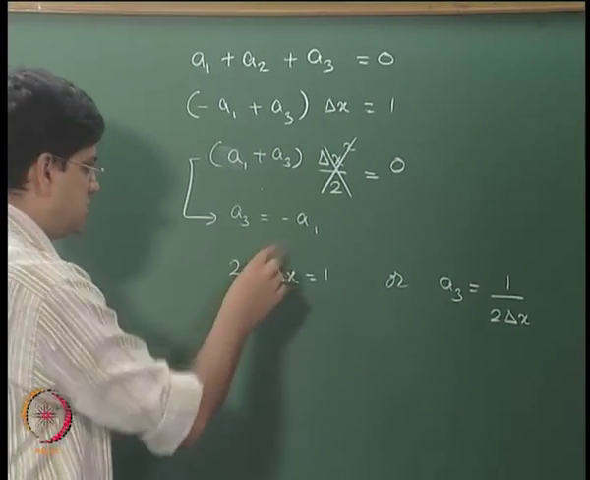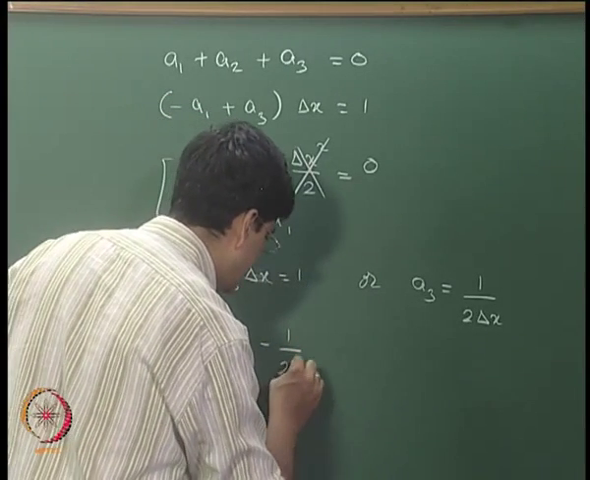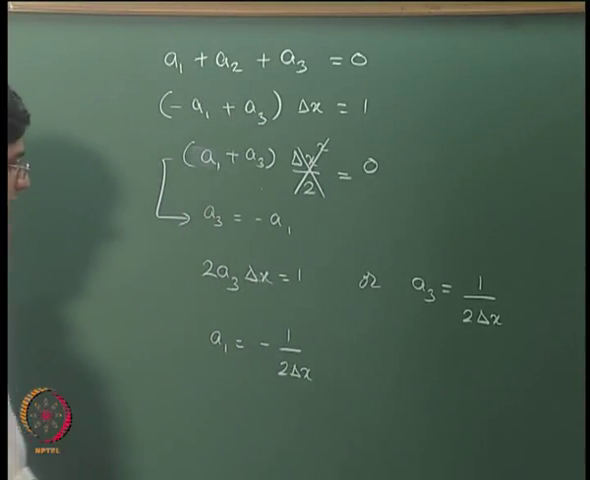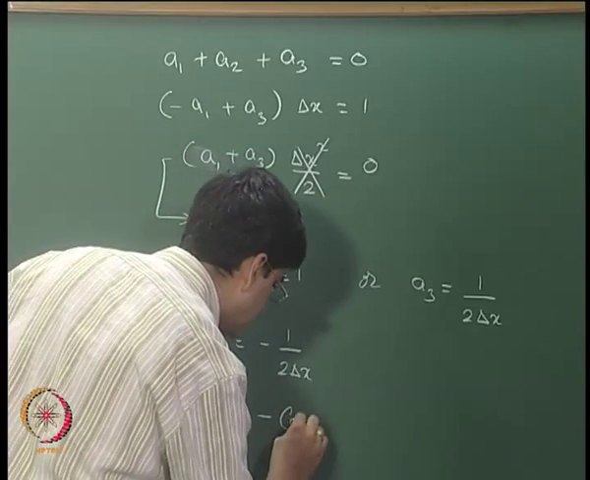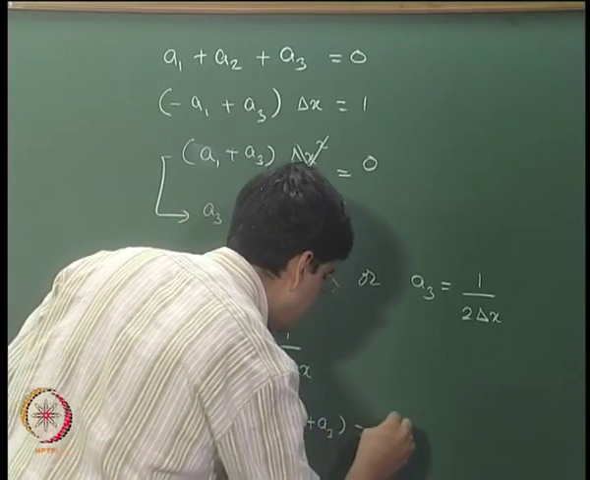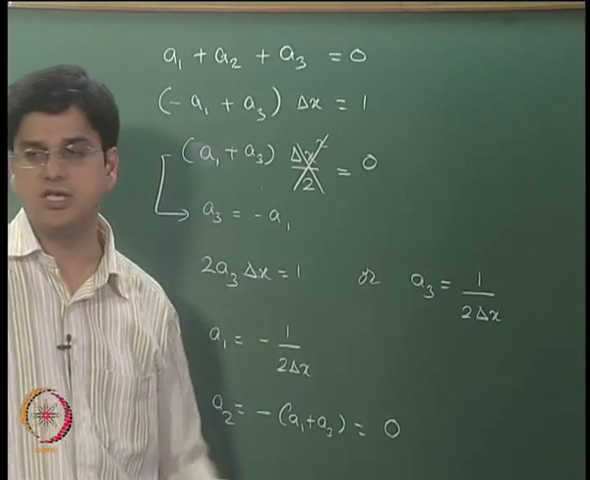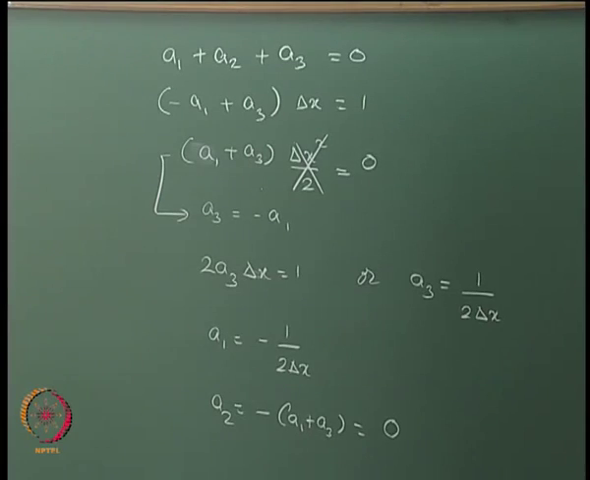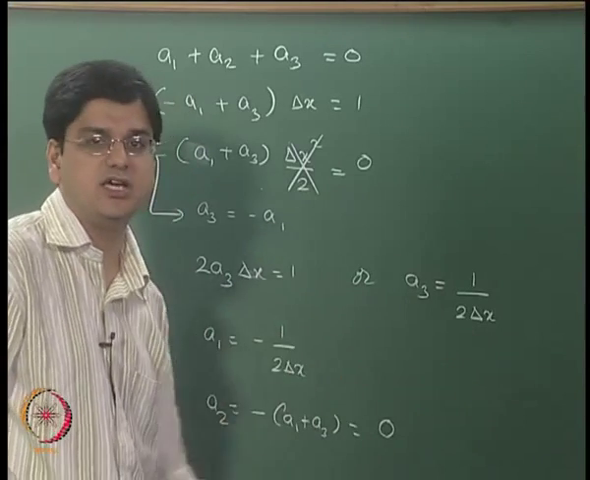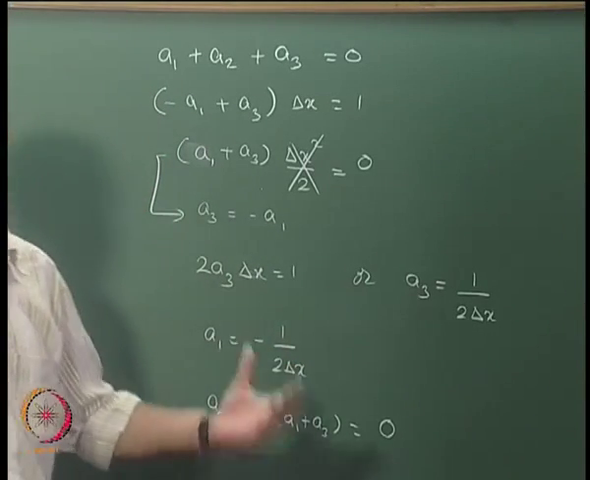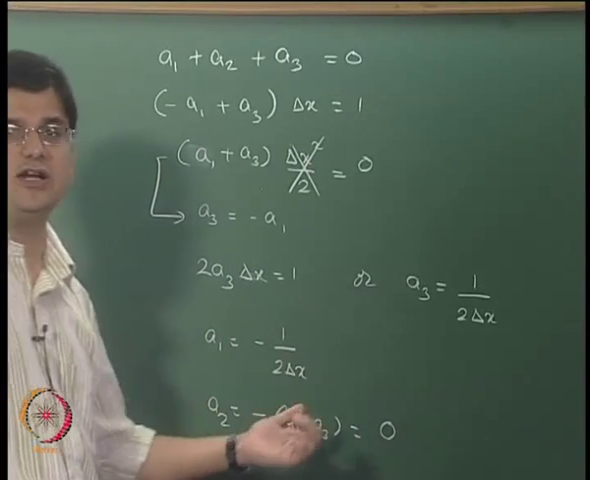Okay. Based on this equation we will have a1 is going to be equal to minus 1 by 2 delta x, and a2 based on this particular equation is going to be minus of a1 plus a3, which will be 0 because a1 is minus 1 by 2 delta x and a3 is equal to 1 by 2 delta x. Okay. So the value of a1 is this, value of a2 is 0, value of a3 is 1 by 2 delta x. Okay. So that is the overall equation that we get using the method of undetermined coefficient.